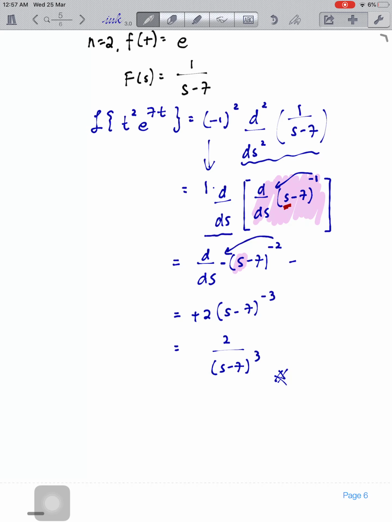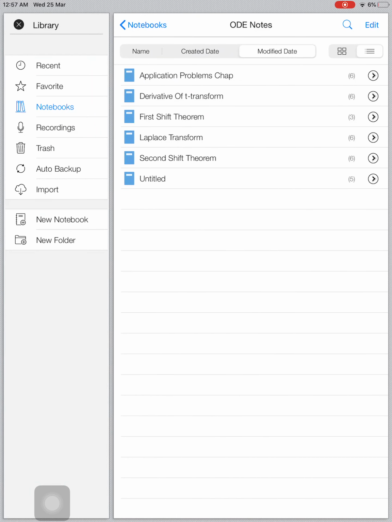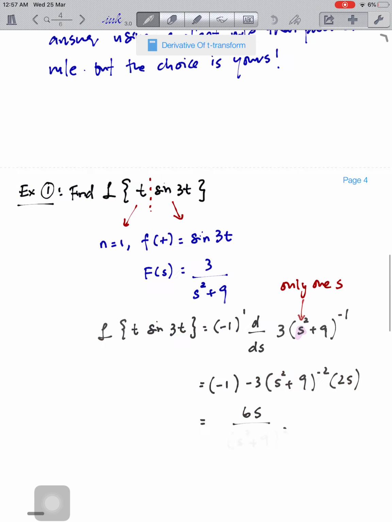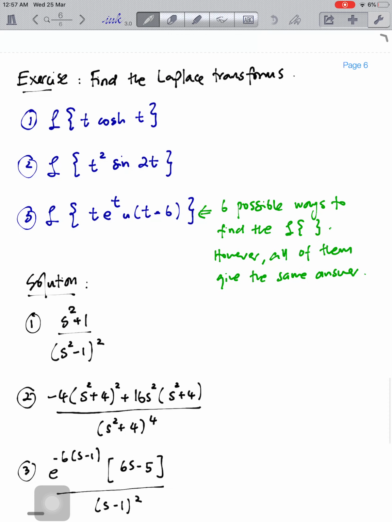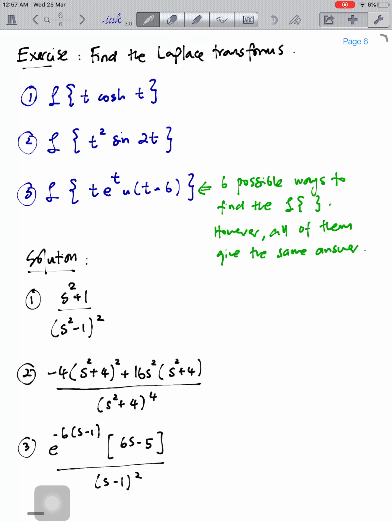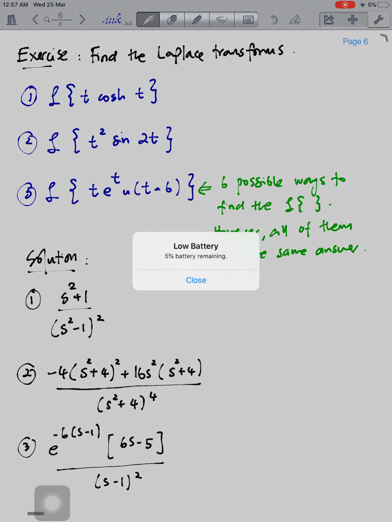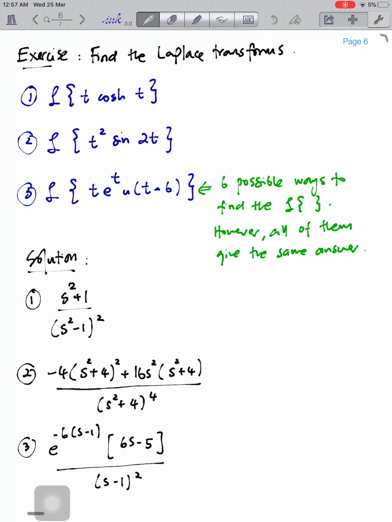exponential of 7t. And of course, as usual, I have put these videos together with the notes. So I prepared the notes. And there is exercise that you can try. So I have a bunch right here with the solution as well. But question number 3 is a bit special. So this is actually a previous test question. So there are actually multiple ways of solving this. There are in fact 6 possible ways of trying to find the Laplace transform of this.